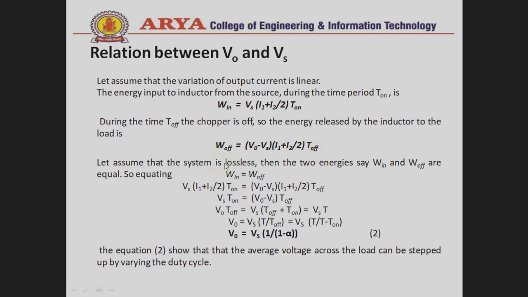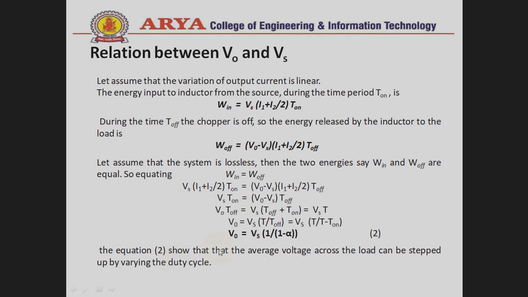Now we consider the system is lossless, so the energy during the on time period and the energy during the off time period are both equal, that means we put them equal and simplify these equations. We find equation number 2, that is V out is equal to 1 upon 1 minus alpha multiplied with Vs.